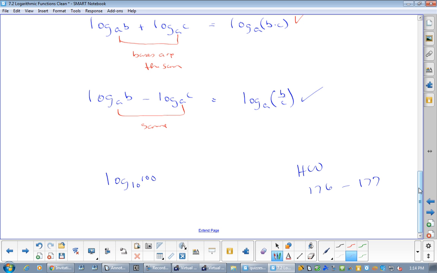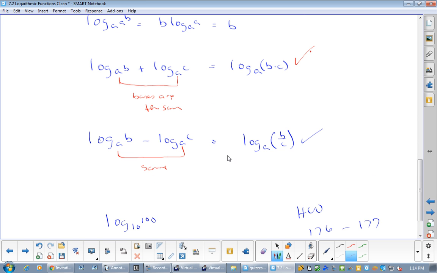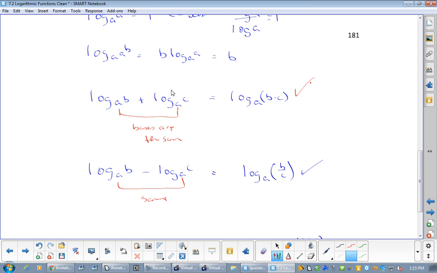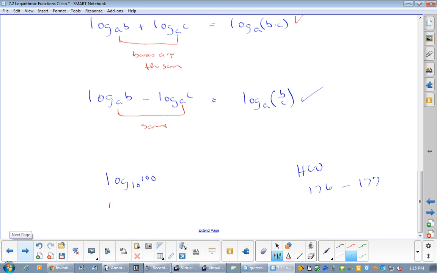Okay, how about we get this? What if we got this? The answer is 2. Because we could make it look like this, could we not? By going log 10 of 10 to the 2. What is third level? Comes to the front. 2 times 1, which equals 2.